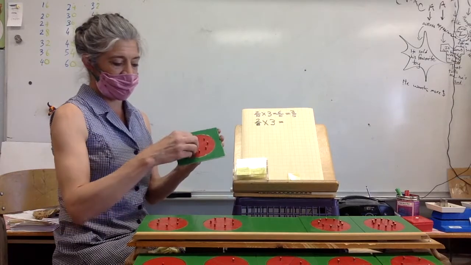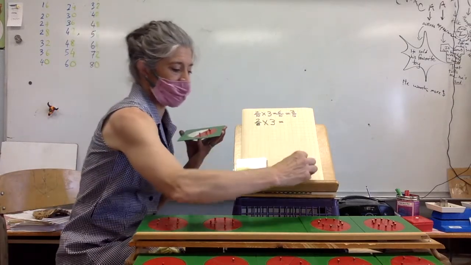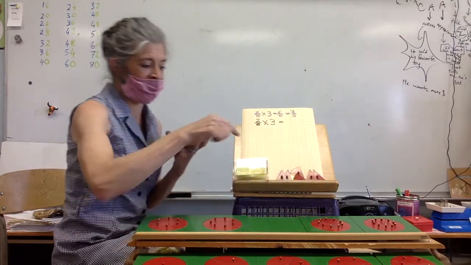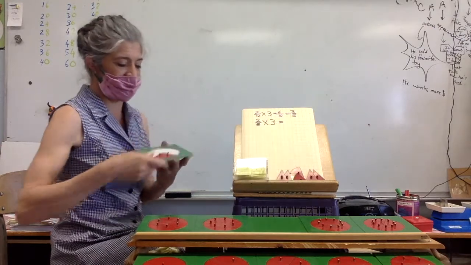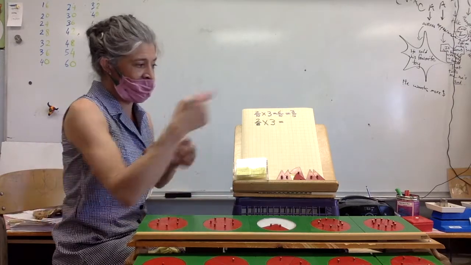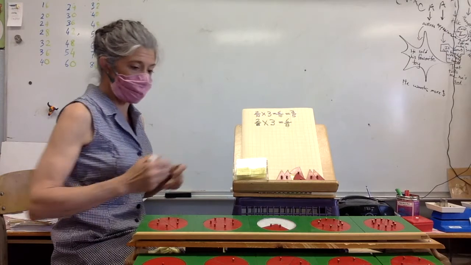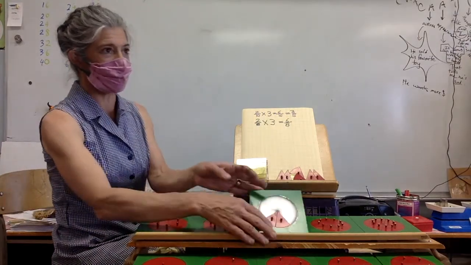So we need to grab 2/8 once, 2/8 twice, 2/8 three times. How many eighths? 6 eighths. Let's write down the answer. This is a product: 6 eighths, right? Because it's a times. Now, who thinks they could figure out the equivalent?